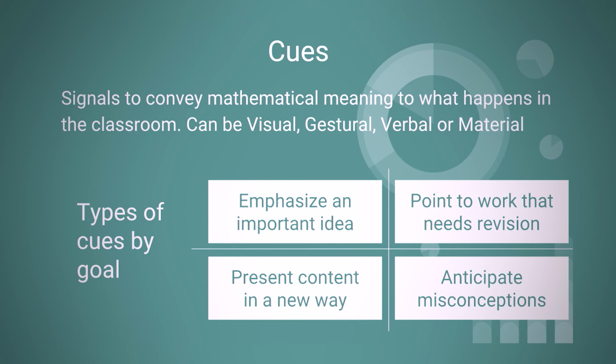You could present content in a new way. That means using visuals, for example, to explain in a different way what you just said. That's a cue. And you could also use cues to anticipate misconceptions. For example, a verbal cue for that would be, what I'm going to do is something that usually people do. Let's see if you can detect the mistake. That's a cue to anticipate misconceptions in mathematics.